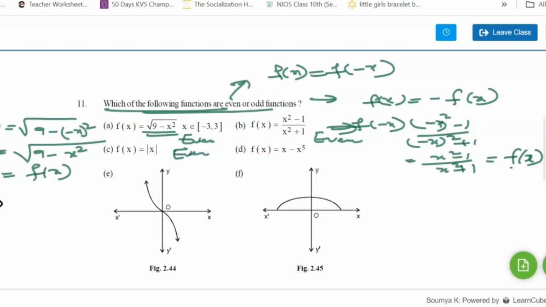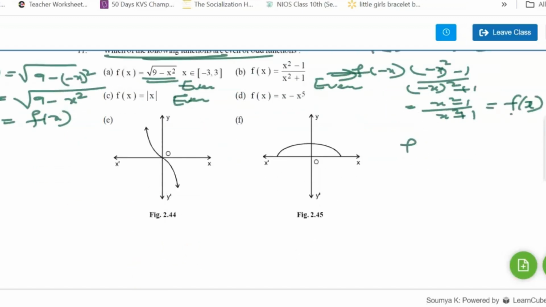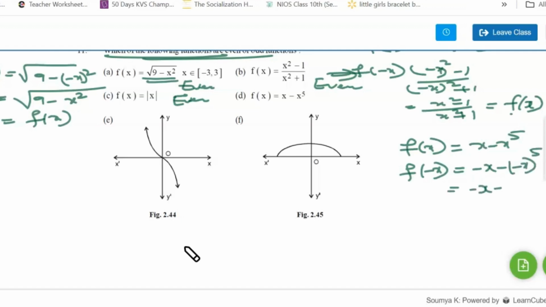D, if you consider, let's check how it comes. So f of x is given to you as x minus x raised to 5. Now consider f of minus x. So minus x minus of minus x raised to 5, and this is 5 times, so the minus will come out, and that minus and this minus will become this one. Take minus common from both the terms, so x minus x raised to 5. So you can easily write it as minus of f of x.